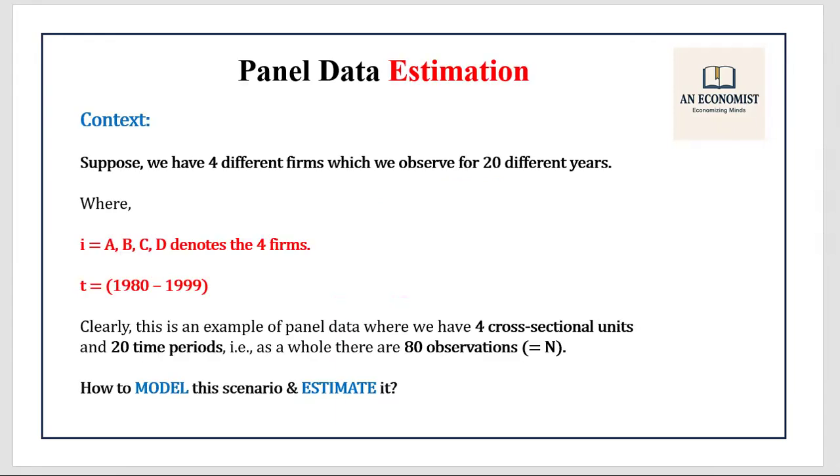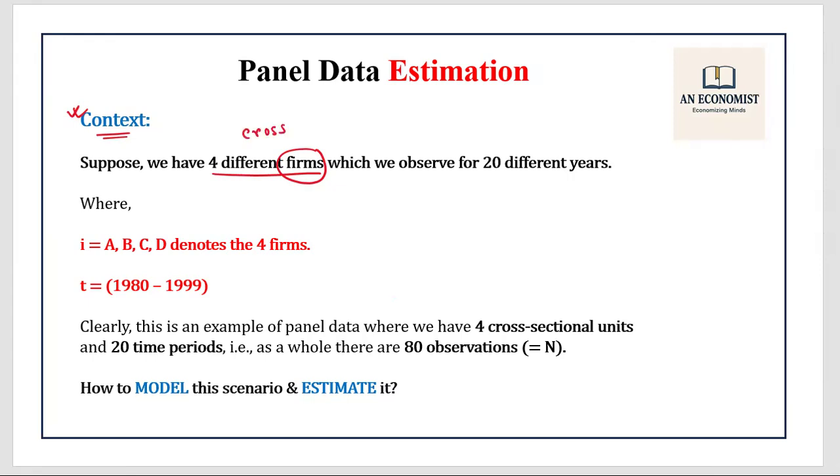For that, I have taken a context. This is a specific context that we will use to model our panel data, right? See here, suppose we have four different firms. In the previous video, I explained that in panel data, you have different entities and different time points. So here, the four different firms mean four different entities, individual entities, the cross-sectional units.